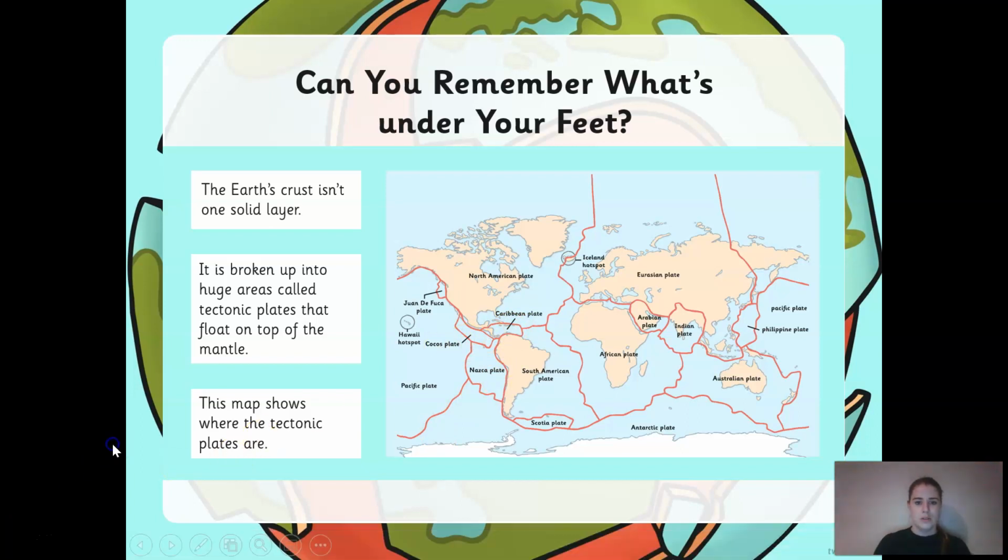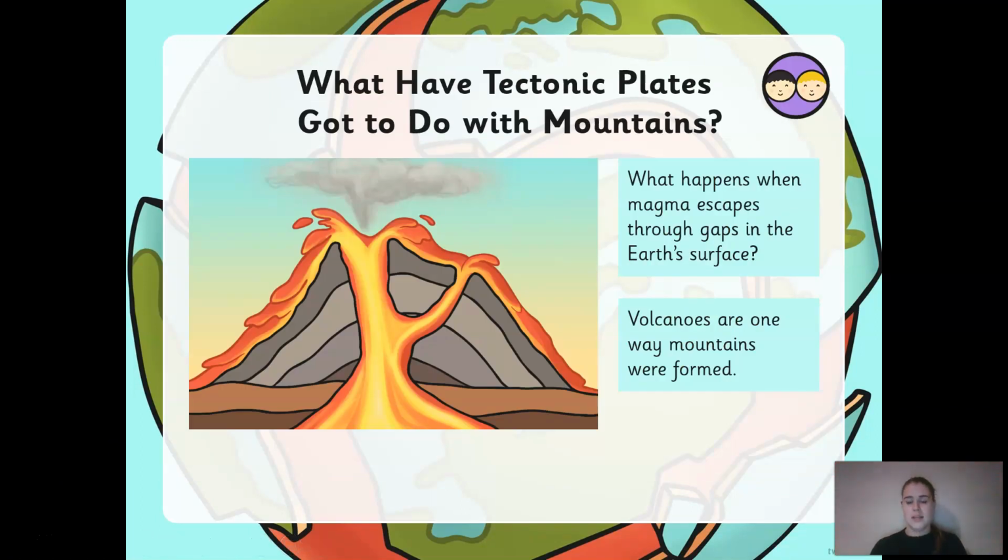So what have tectonic plates actually got to do with mountains? We know that volcanoes can be one way that mountains are formed, and this is what happens when hot magma is pulled from the centre of the Earth and is then pushed through little cracks within our Earth's surface. So all that heat and energy is built up and it pushes through the cracks in our crust, and that's one way some of our mountains, such as volcanoes, are formed.